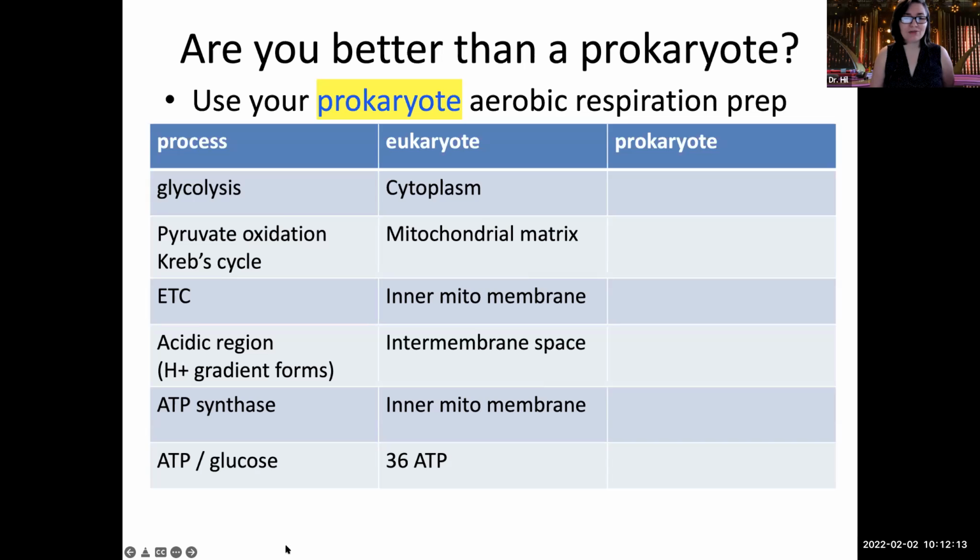So here's a little chart that kind of summarizes all this information. This is how I like to remember stuff that's kind of complicated like this, is to make myself little pictures. I'll draw you a picture in a second, and little charts. And so the eukaryotic cell, this is where everything is happening and how much you get.